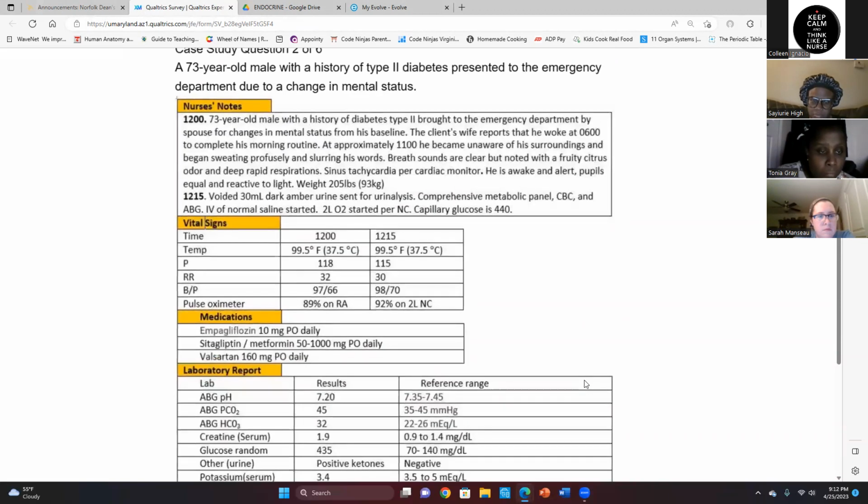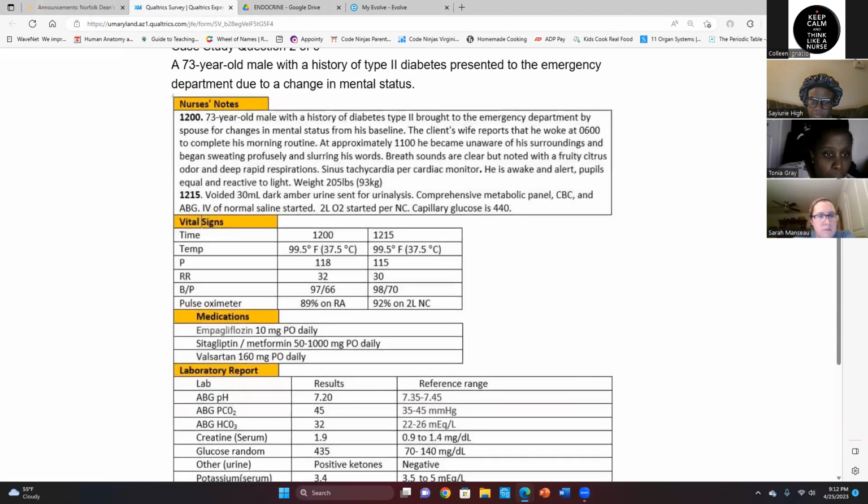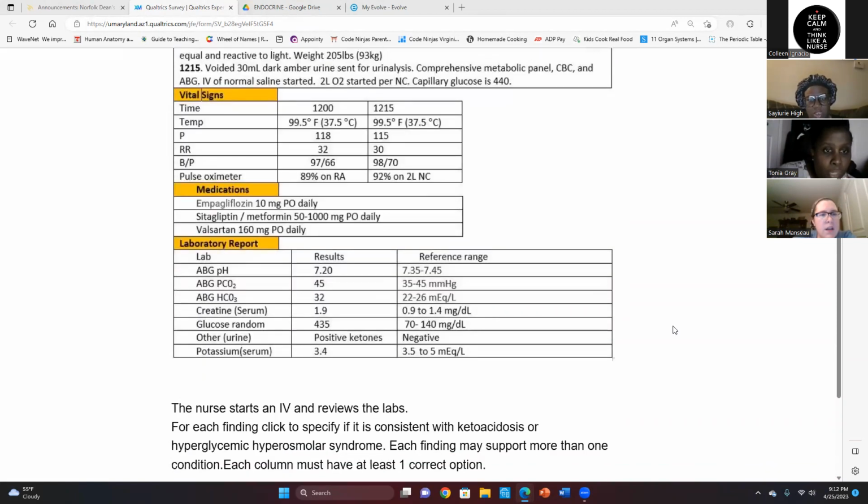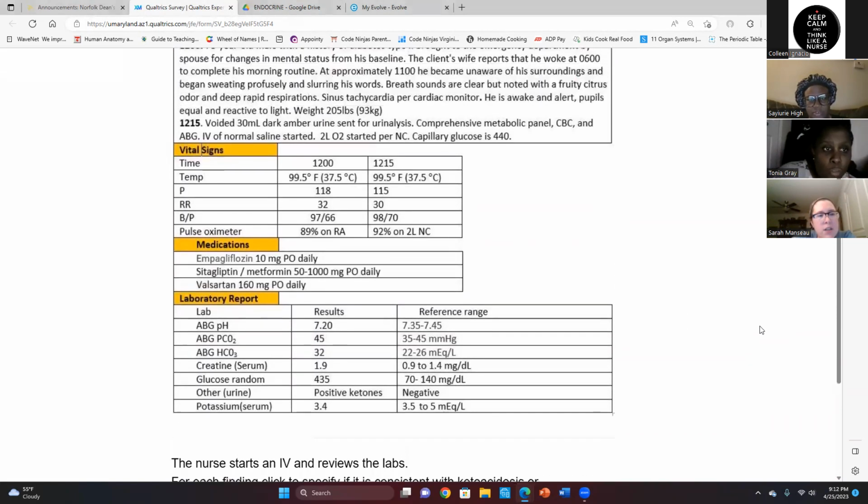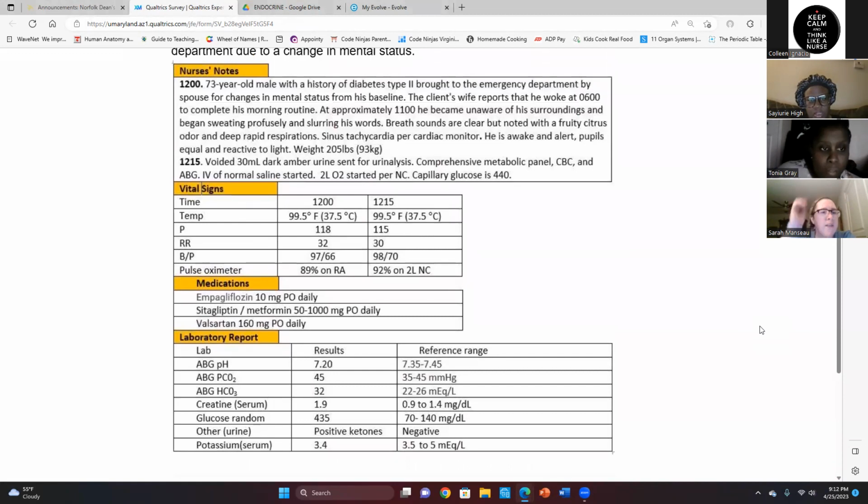So we've got more information now. We've got more information on the nurse's note. Excuse me. Oh, the nurse's note is the same. Vital signs are the same. We got a little bit of extra information added to that nursing note. 1215, he voided. That's different. Okay, so go ahead, Tanya, if you want to tell us what's new information, please.